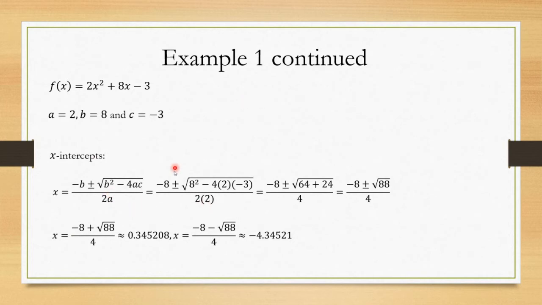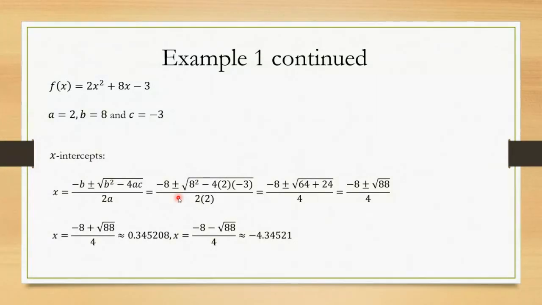You plug it in, you get -8 plus or minus the square root of b squared minus 4 times 2 times -3, which is all this. So we end up with this thing. The rest of it here, right? Remember, we get two solutions: we have plus, and we have minus, the other solution. For each one, what I did was I used a calculator, mostly because the square root of 88 is not an easy number.